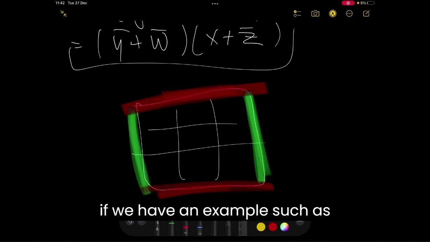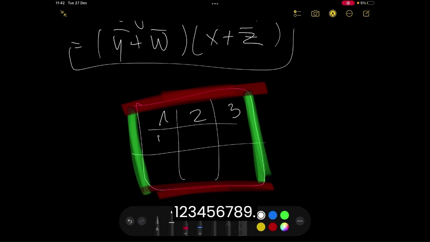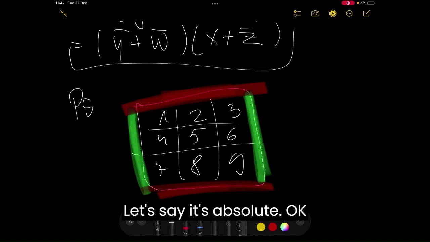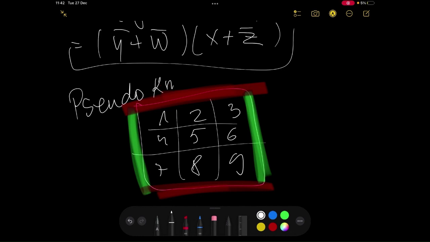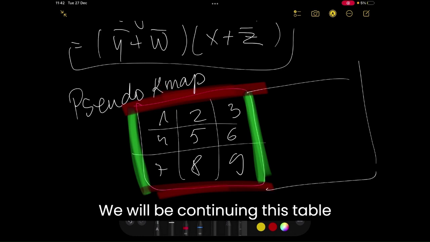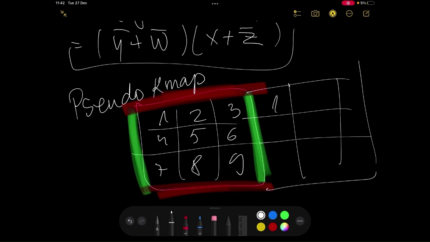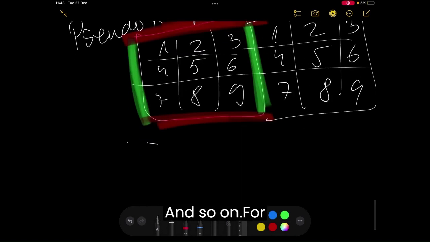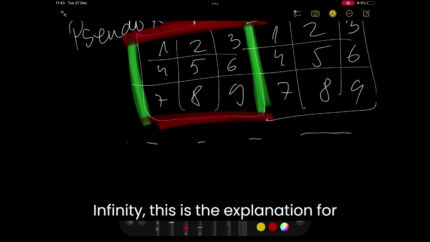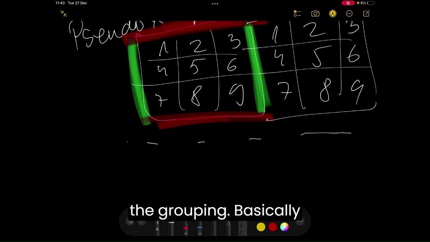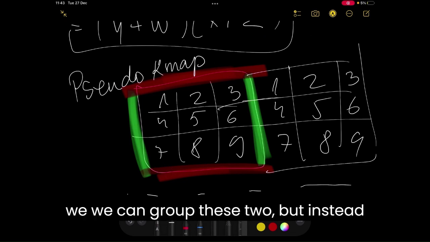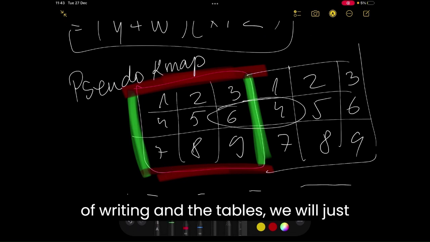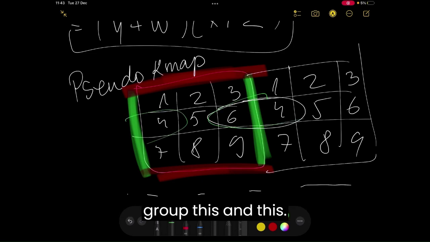So if we have an example such as 1, 2, 3, 4, 5, 6, 7, 8, 9, let's say it's a pseudo K-map. We will be continuing this table with the same values. And so on for infinity. This is the explanation for the grouping. Basically, we can group these two, but instead of writing endless tables, we will just group this and this.